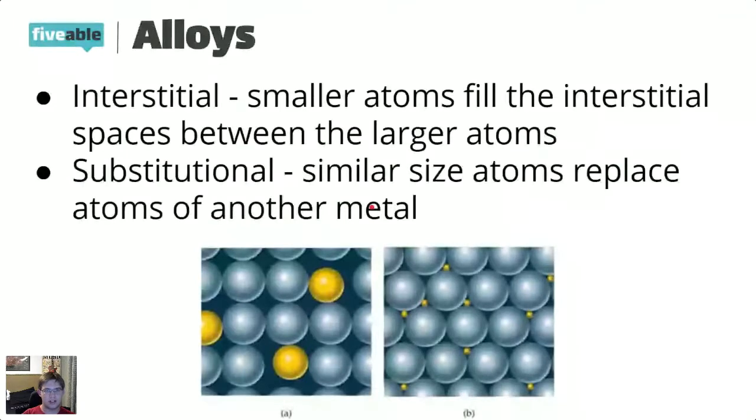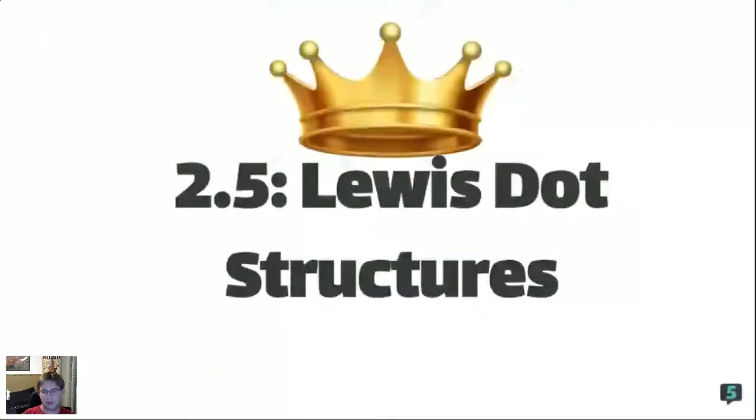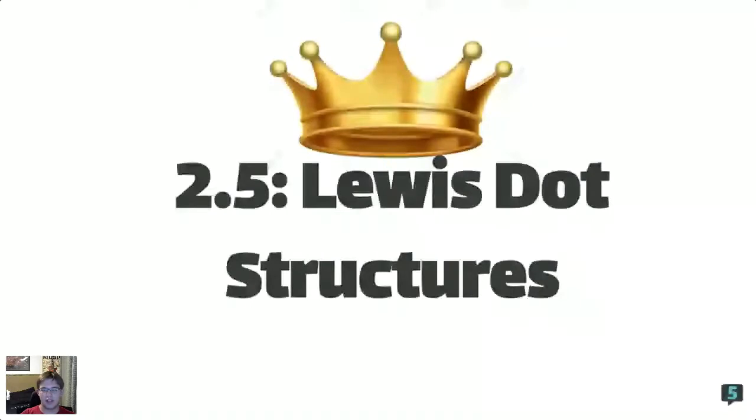All right, so this is the big one right here. This is what we're about to get into, and this is really the most important part of this whole unit, because if you can't draw a Lewis dot structure, this whole unit is going to be a struggle. So I'm going to take you step by step on how to draw a correct Lewis dot structure, and then we're going to do some practice with it. All right, so let's just jump right into it.